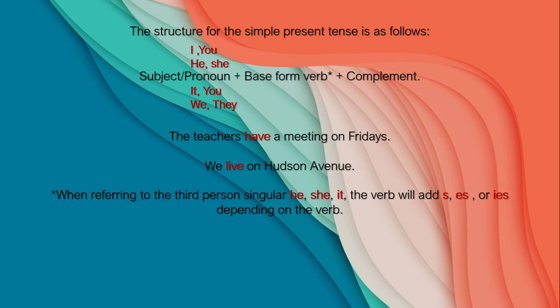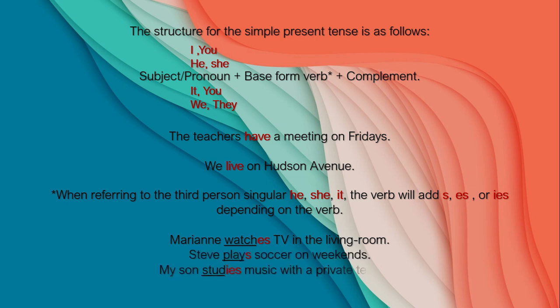When referring to the third person singular form, or the pronouns he, she, or it, the verb will add s, es, or ies depending on the verb you are using. For example, Marianne watches TV in the living room. Steve plays soccer on weekends. My son studies music with a private teacher.